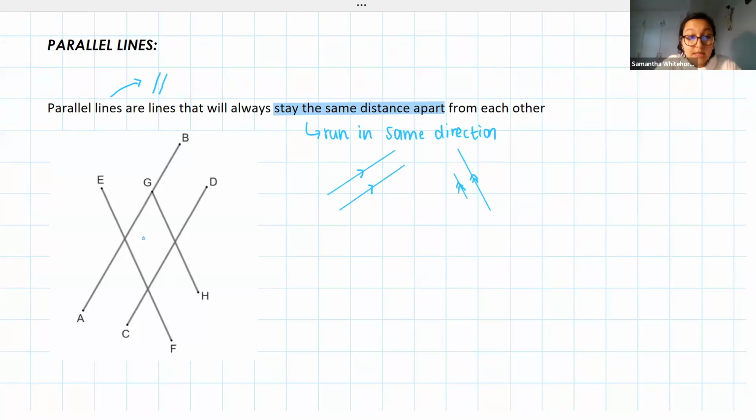Think of a trapezium. A trapezium's top and bottom lengths aren't necessarily the same, but the top and bottom sides are parallel to each other. So yes, exactly the same thing as what I said. They remain the same distance apart. They will never meet or intersect with each other, like I said.